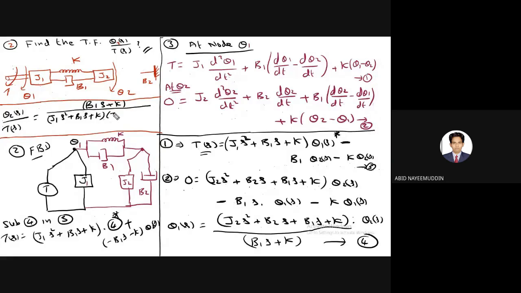multiplied by, as usual, J2 S square plus B1 S plus B2 S plus K, minus (B1 S plus K), is the final answer. Note it down. Next, third problem.